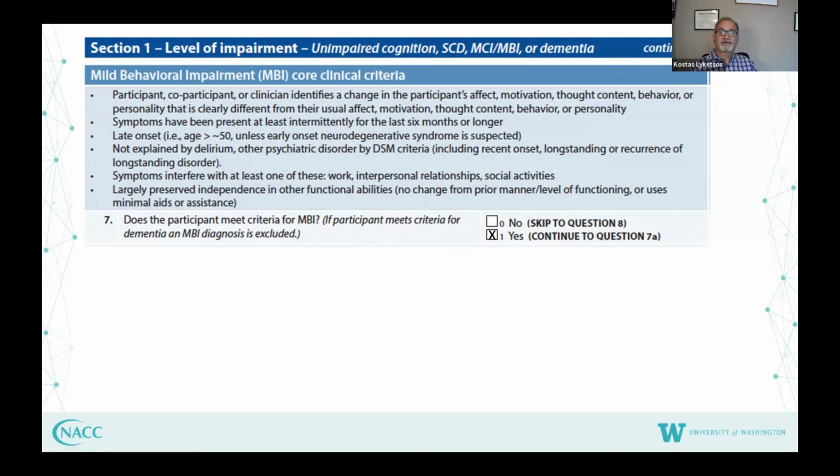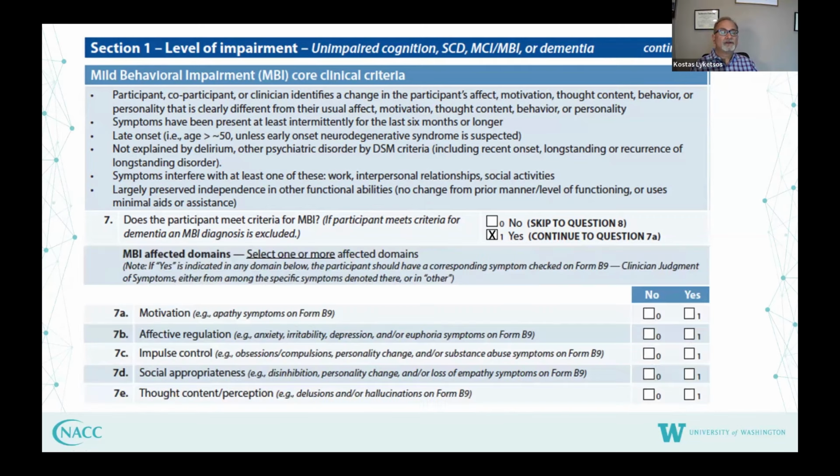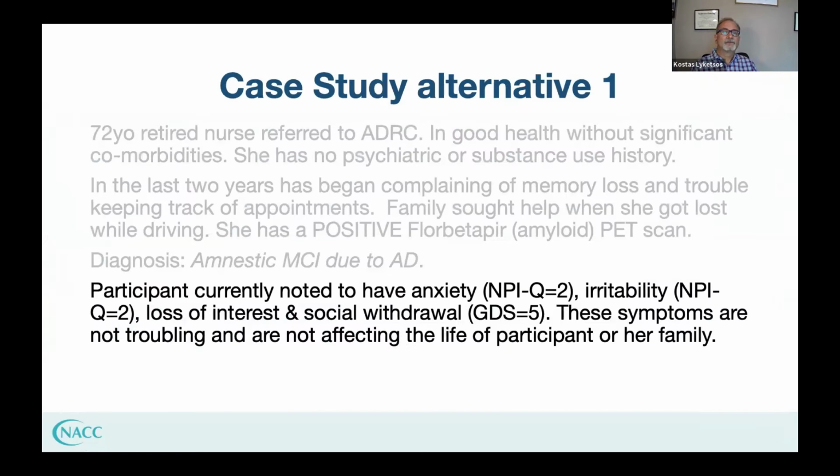So does she meet criteria for MBI? Yes. And then you go on to select the domains. Straightforward, I think, again, in her case, it's motivation and affect, but impulse control, social context, and thought and content are all no's. So that hopefully is a pretty clean case, someone with MCI who also has MBI.